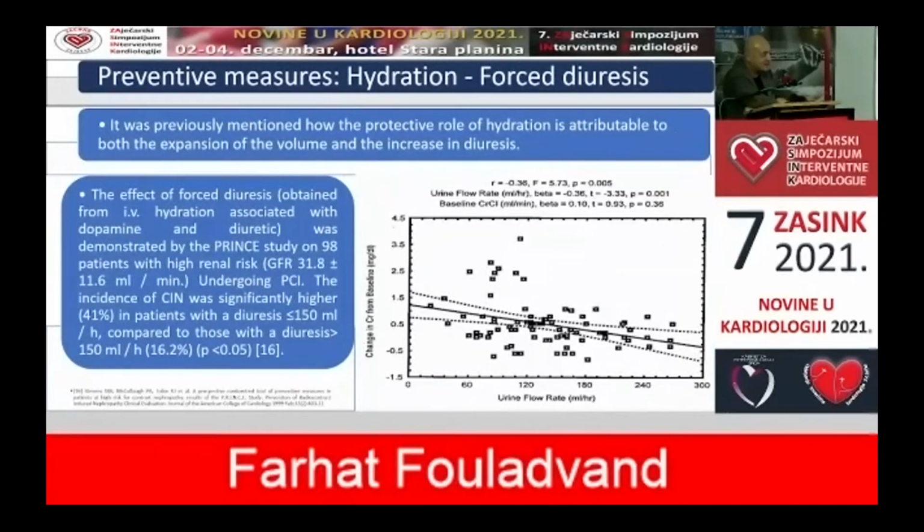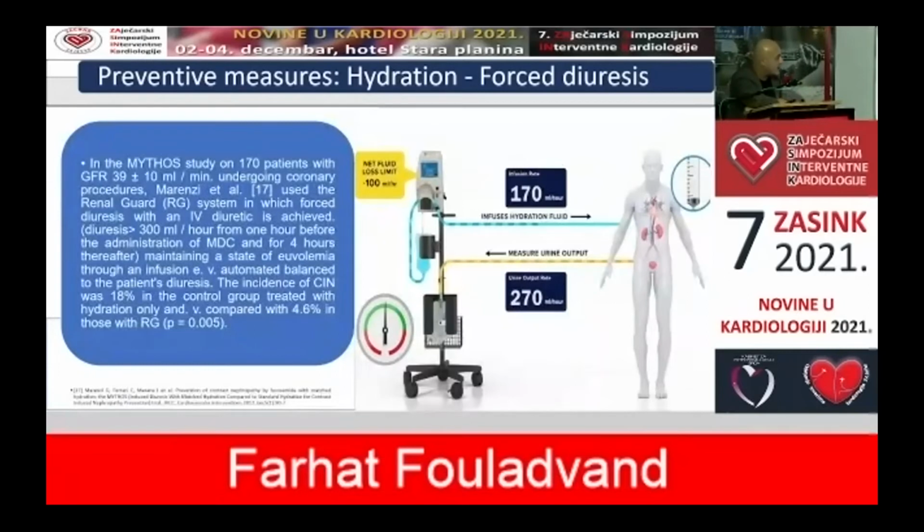Forced diuresis: this is a very old study. I'm not saying that you have to do that, but in this study they gave dopamine and diuretics to increase the diuresis of the patient. They found that these patients had a lower incidence of nephropathy. Now, I'm not saying use dopamine, but we use forced diuresis with the RenalGuard, a very intelligent system that measures the patient's diuresis and increases the volume of the infusion according to it.